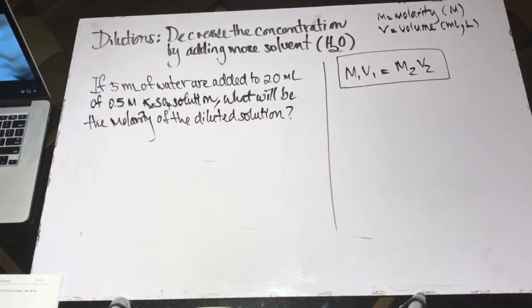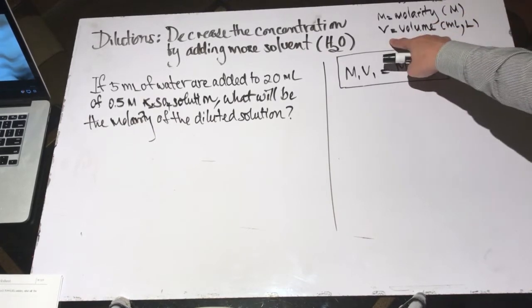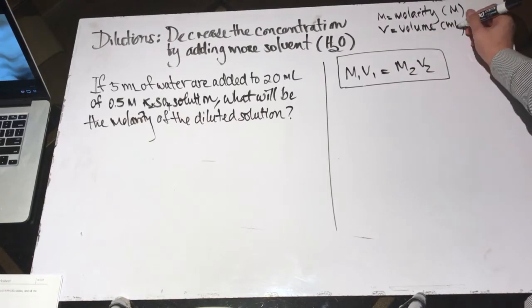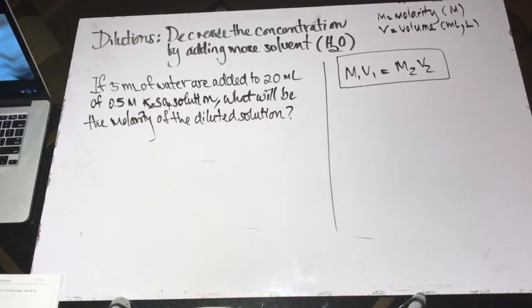Remember, we've already learned how to make a concentration, which is the unit of molarity, big M, and volume can be in milliliters or liters, depending on what you want to do. So let's go ahead and look at question 1.